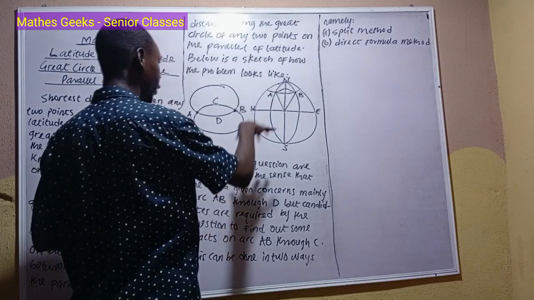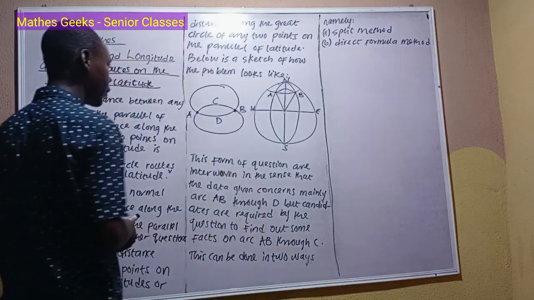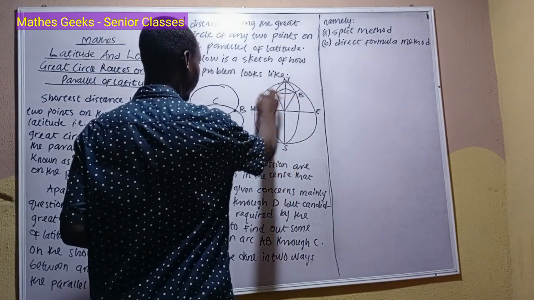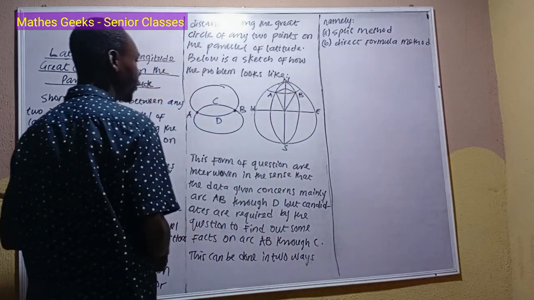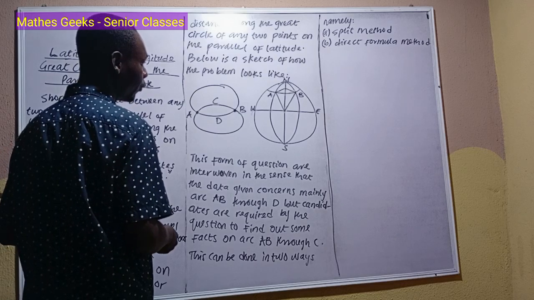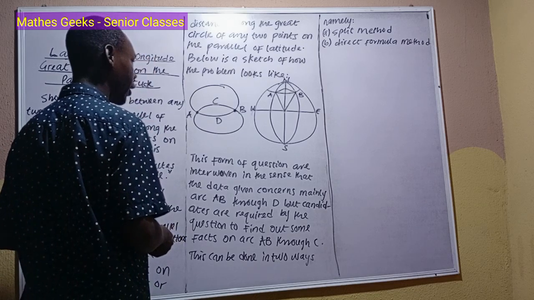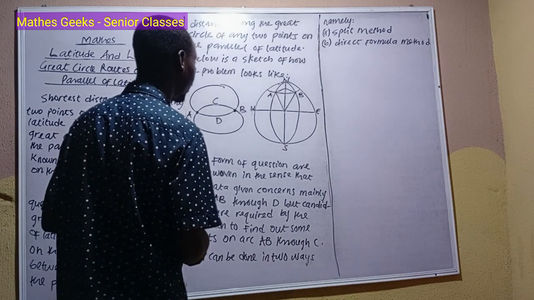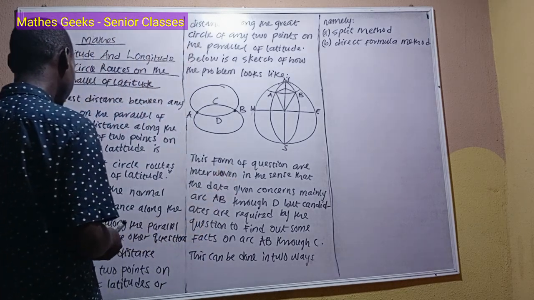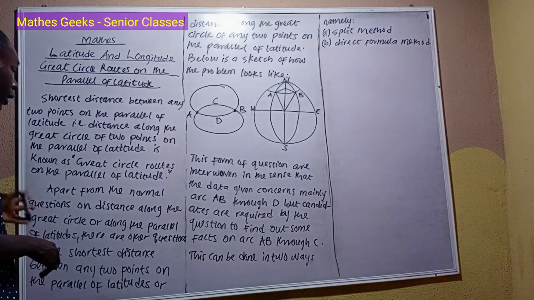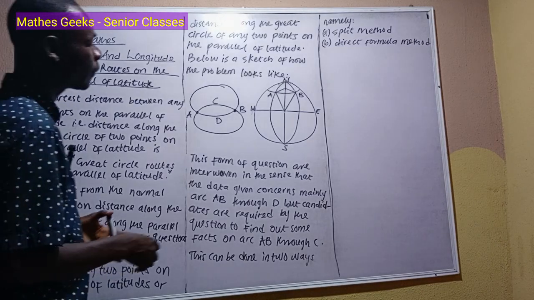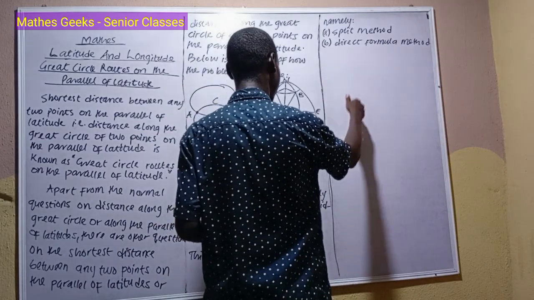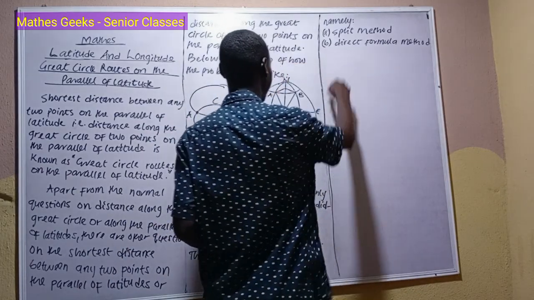So when questions are asked that the distance between A and B should be determined when A and B lie on the same parallel of latitude, and the question says that you should determine the great circle route, questions like that are solved by the methods that we're going to use in this lesson.